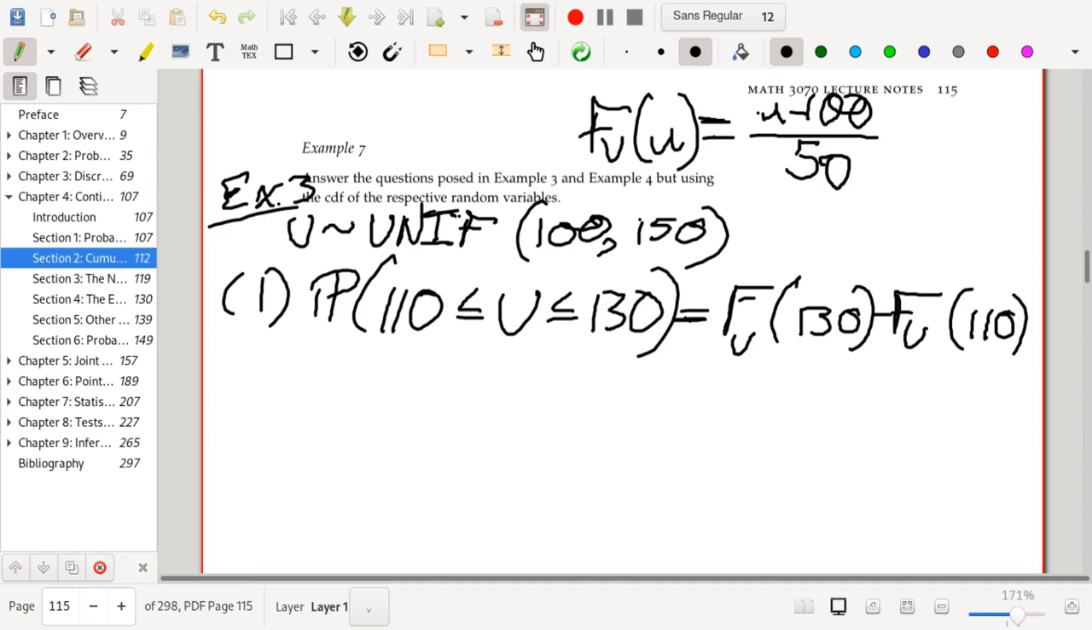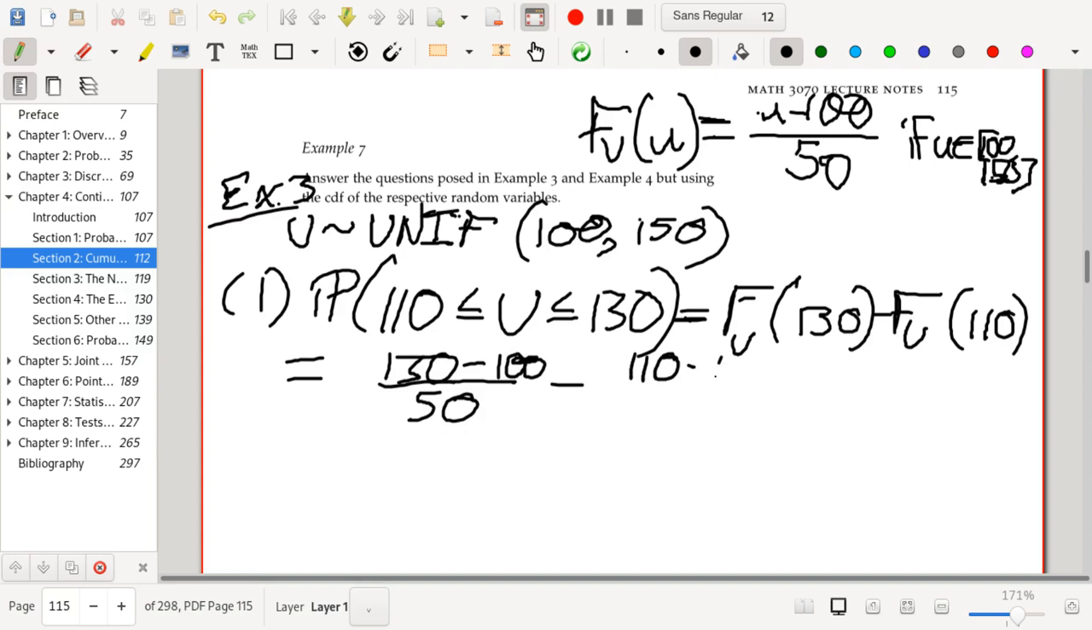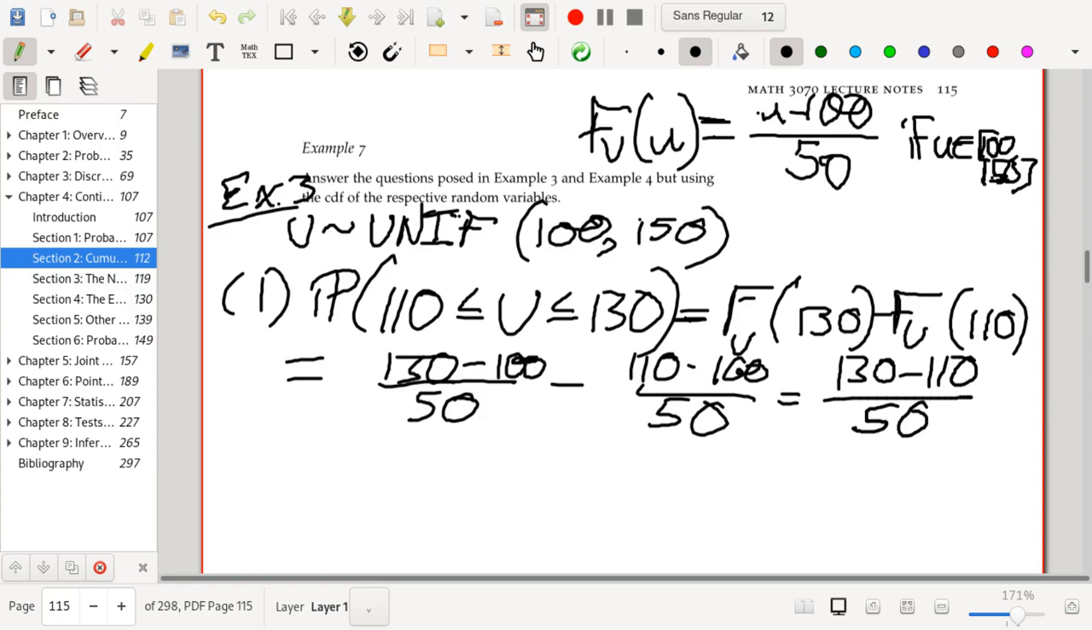This is the case if u is in the set 100 to 150, so this is the set over which this is the CDF. In which case, we get 130 minus 100 over 50 minus 110 minus 100 over 50. Combine those fractions and you get 130 minus 110 over 50, which is 20 over 50, which is 2/5. So that's part one.